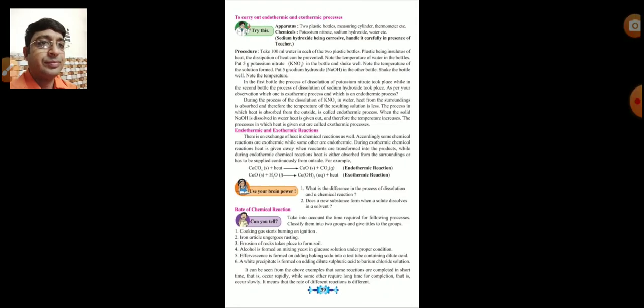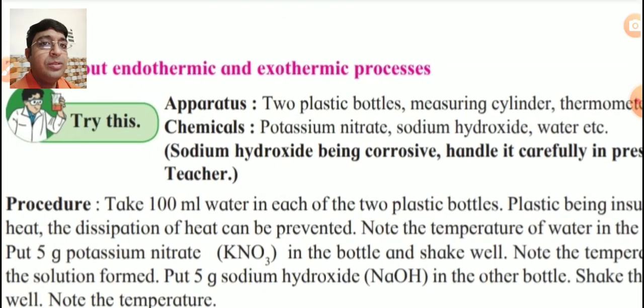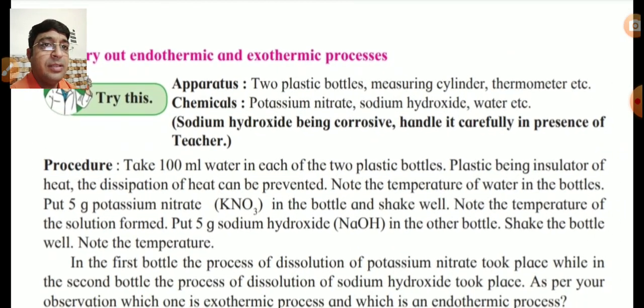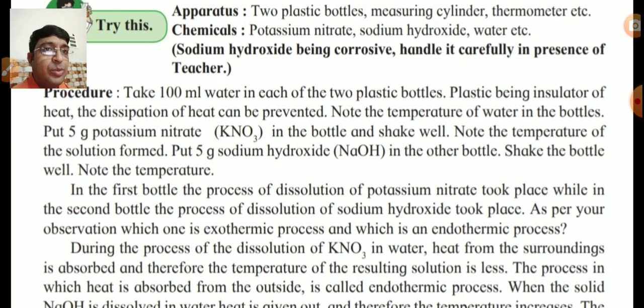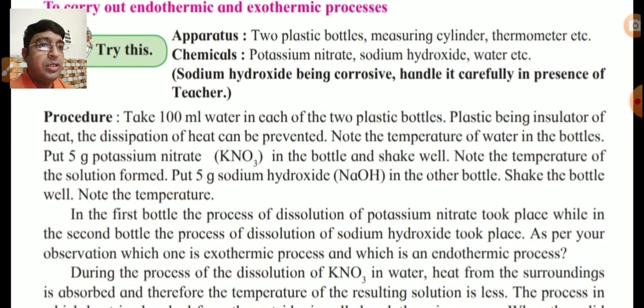Next point, endothermic and exothermic processes. Some activity is given here. So see that activity. Procedure: take 100 ml water in each of the two plastic bottles. Plastic being an insulator of heat, the dissipation of heat can be prevented. Note the temperature of water in the bottles.